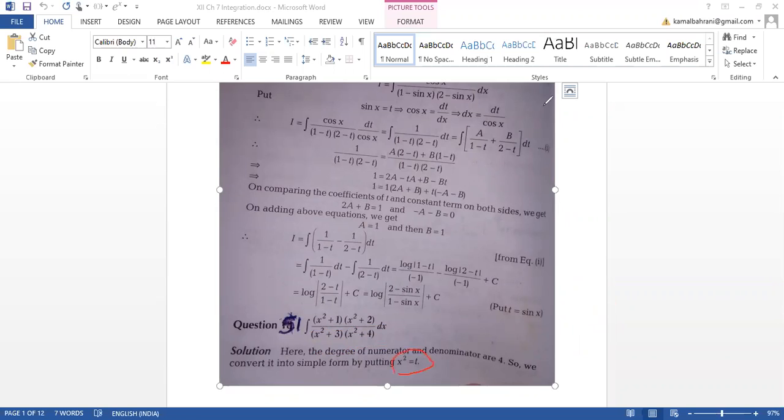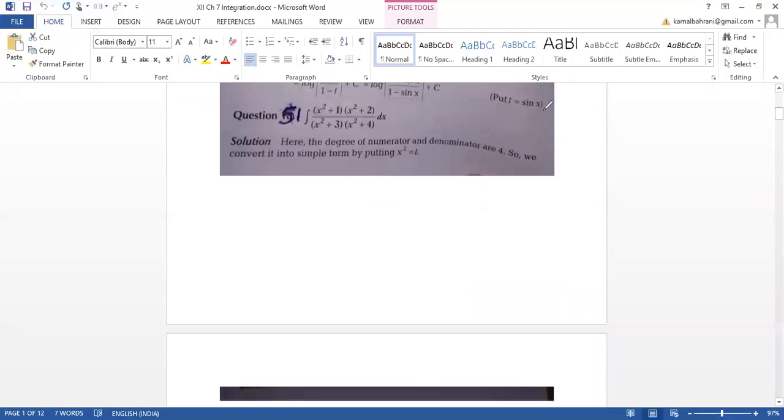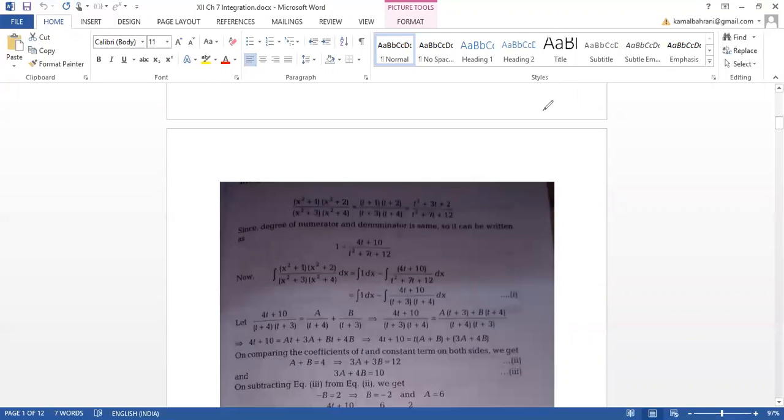Put x square is equal to t. First we convert it into simple form by putting x square is equal to t. What you are going to get? T plus 1, so that it will be more simpler. Instead of x to the power of 4 you will have t square. By substituting x square is equal to t, now your equation will be in this form: t plus 1, t plus 2 upon t plus 3, t plus 4.